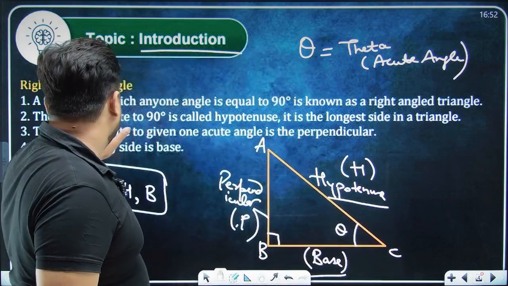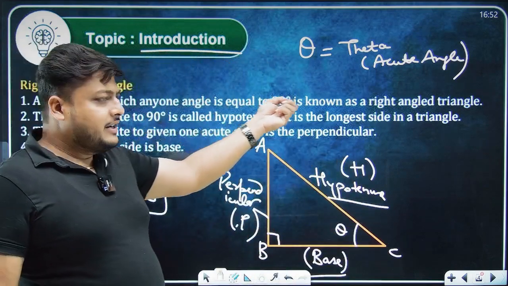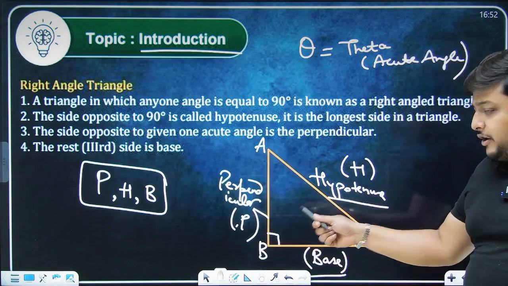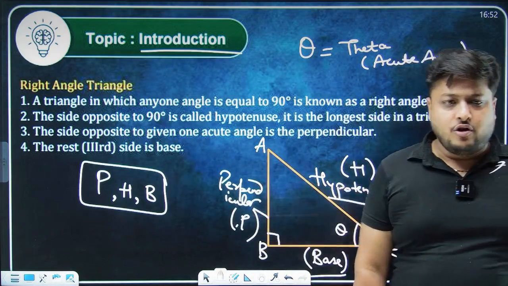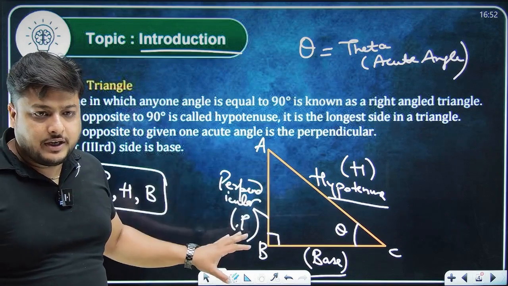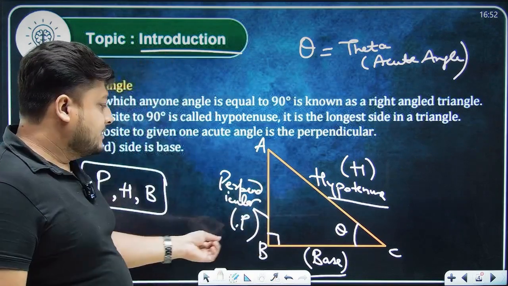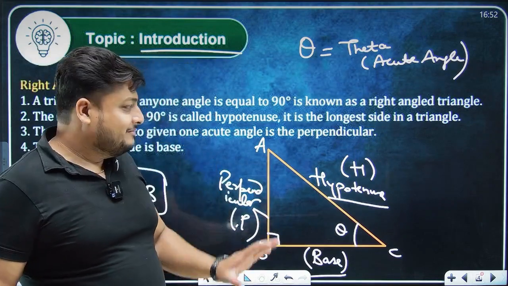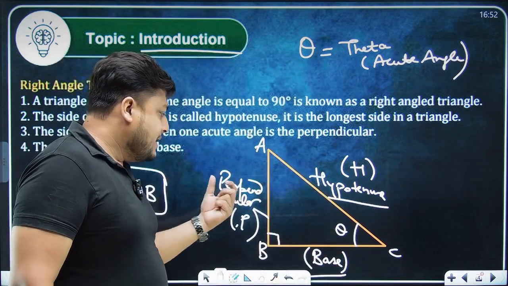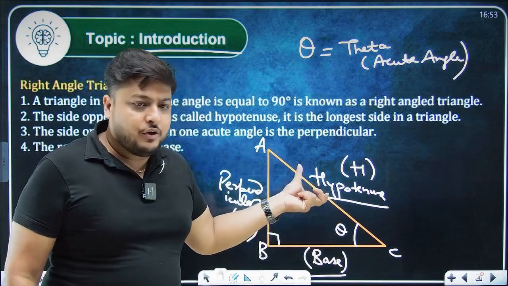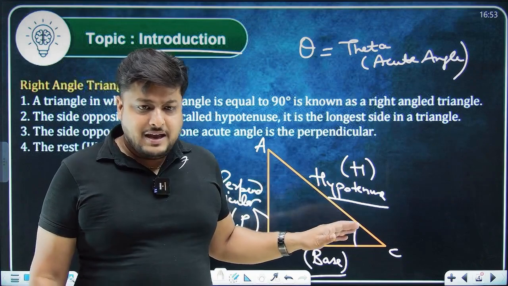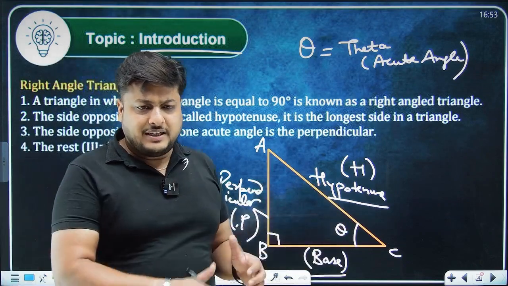So let's read this. A triangle in which any one angle is equal to 90 degrees is known as a right angle triangle. We already know this. The side opposite to 90 degrees is called hypotenuse, which is denoted by H, and that is the longest side of the triangle. And the side opposite to the given acute angle is called perpendicular. Already told you. And the fourth point, the remaining third side, is called the base. Got my point, everybody? Yes. So here perpendicular is AB, base is BC, and hypotenuse is AC. Hypotenuse is always the side opposite to the 90-degree angle, and perpendicular and base will get interchanged in some cases.